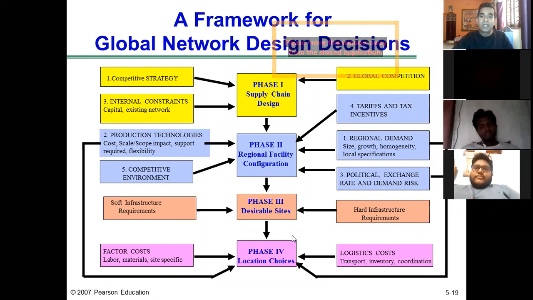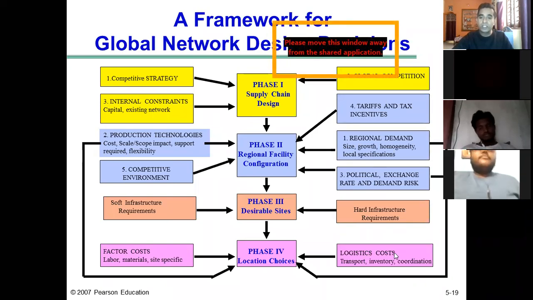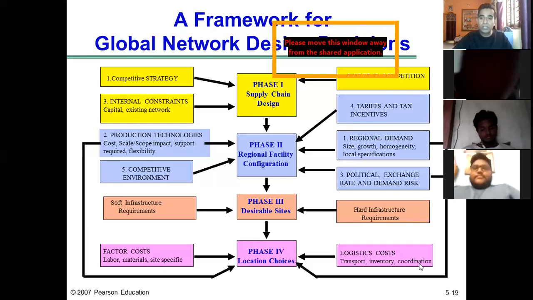And in the fourth stage, where they make the location choice in which they are going to start their facility, they need to consider the factor costs like labor cost, material cost, specific site cost, etc., and the logistics cost like transportation, inventory carrying cost, coordination, etc.